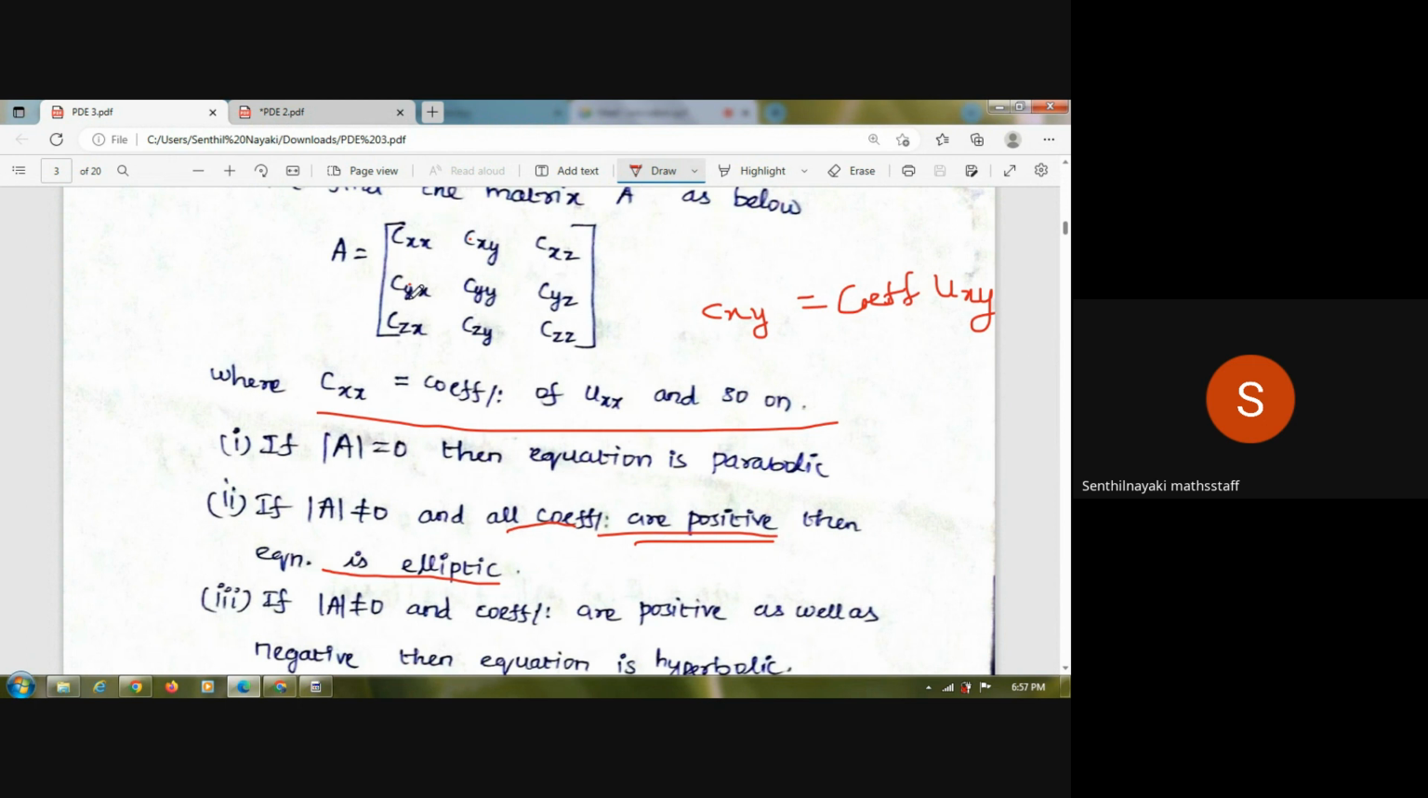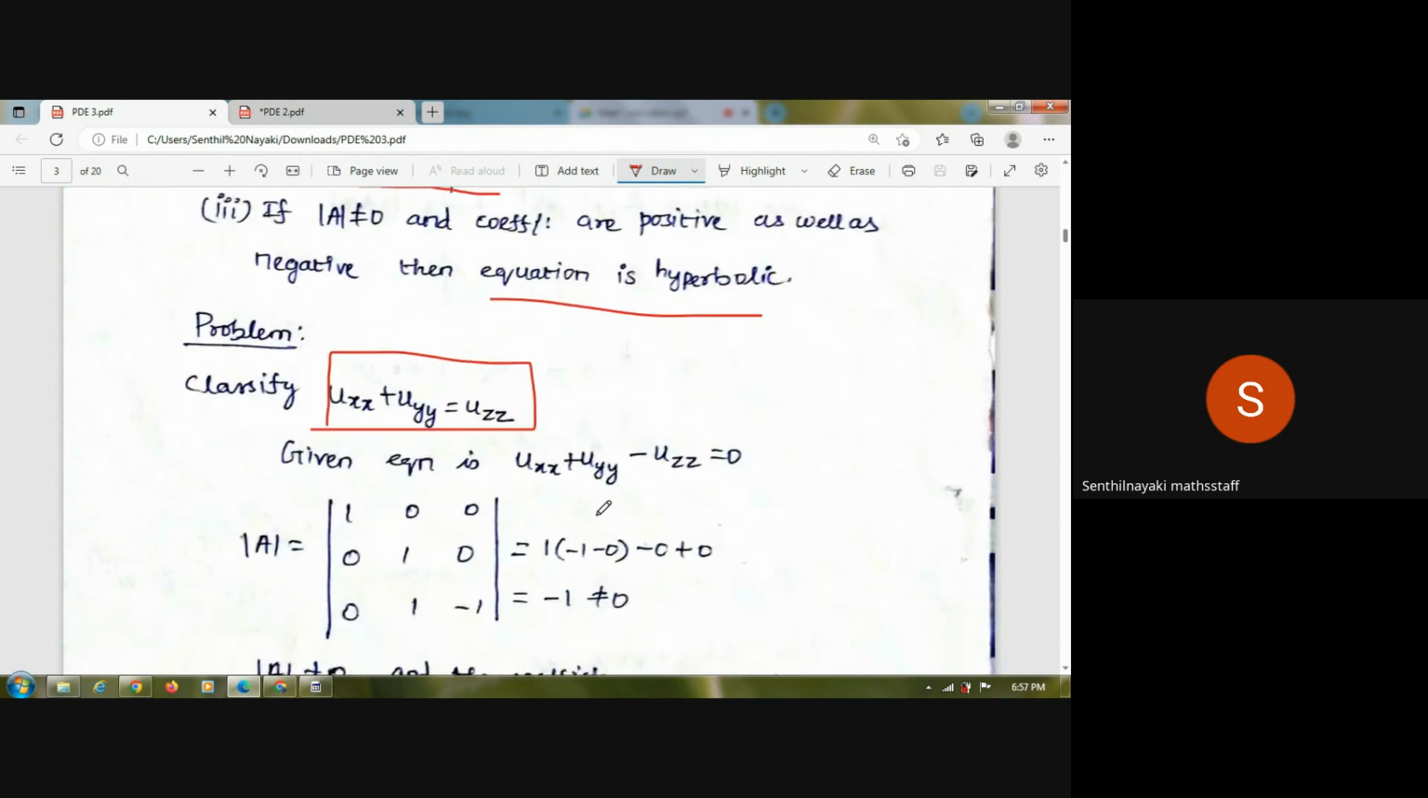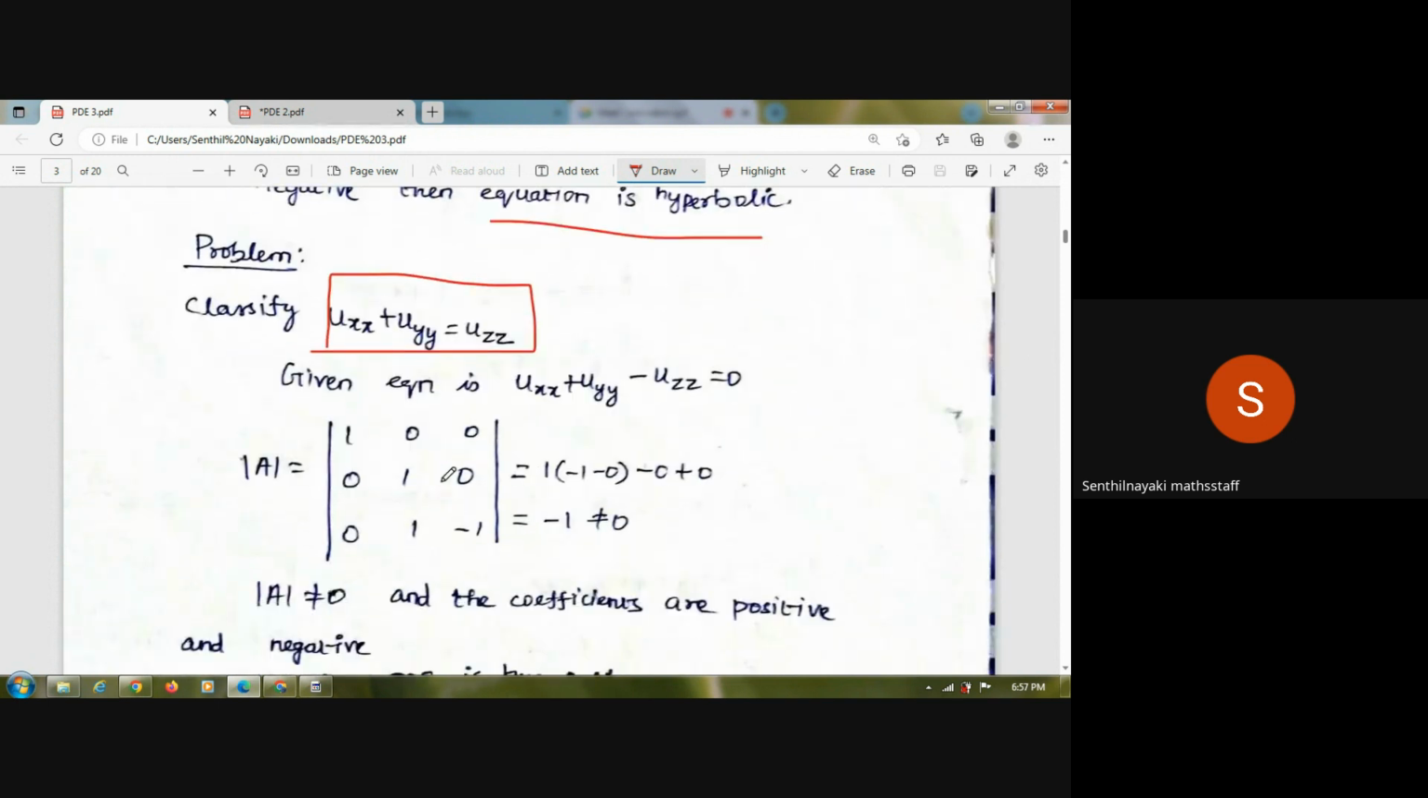Suppose the entries of the matrix are both positive and negative, then we can say that the given PDE is hyperbolic. Let us see one example for this type of problem. Here uxx plus uyy equal to uz. So here u is a dependent variable and x, y, z are independent variables. Therefore, the given equation can be written as uxx plus uyy minus uzz equal to 0.